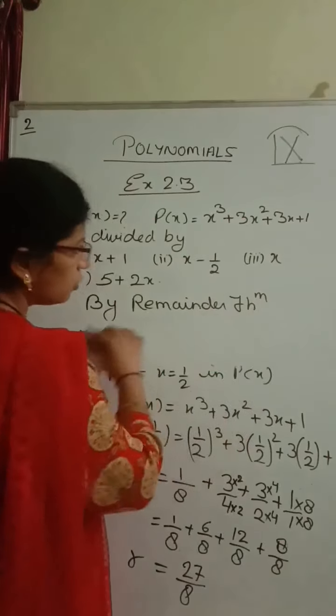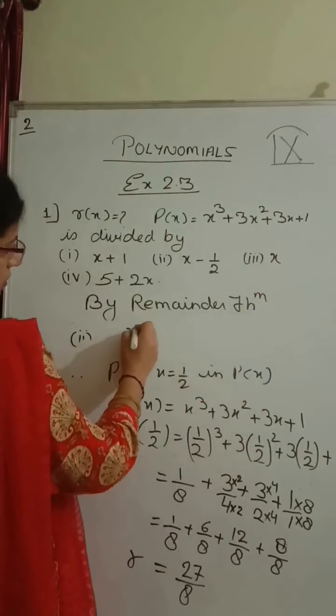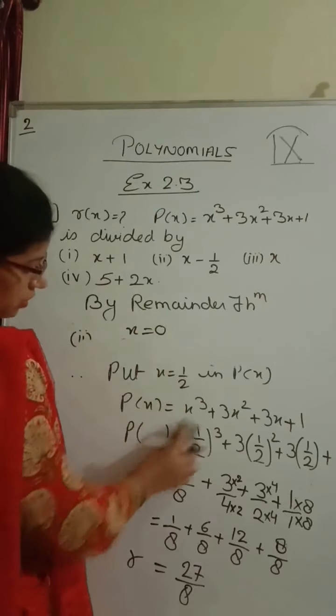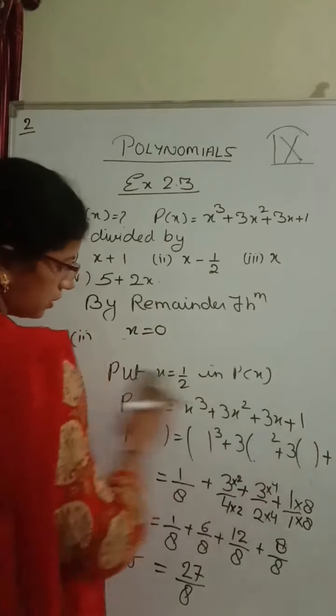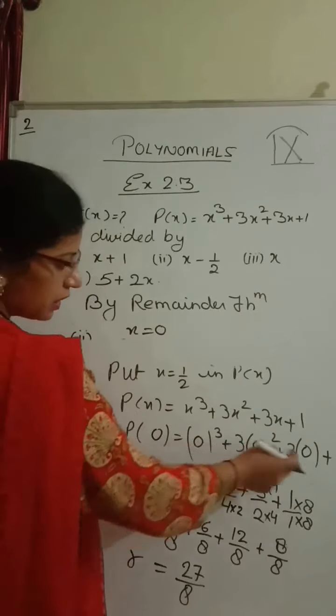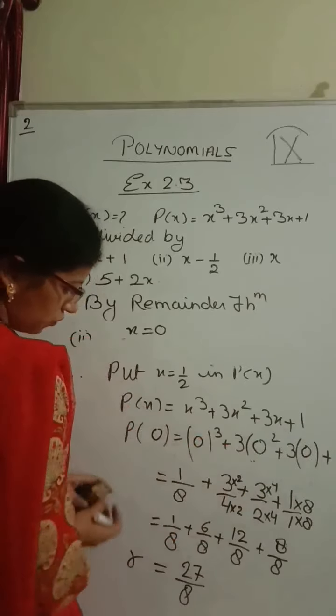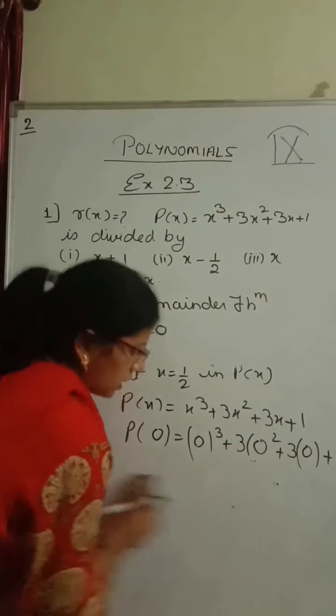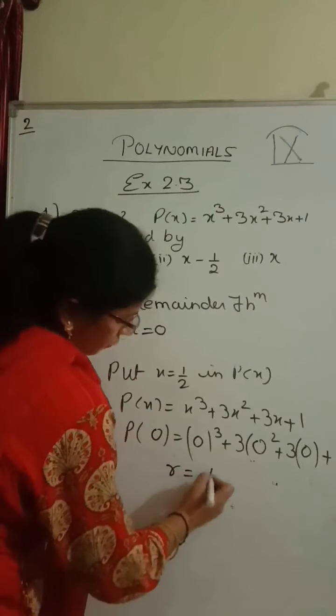Same way you can do the third part. In the third part what will you do? x is what? Directly put x equals 0. Put x equals 0 here. So you will get 0, 0, 0, 0. All these terms will become 0. Only 1 is left. So what will be the remainder? 1. Okay. So in this case your remainder is 1.